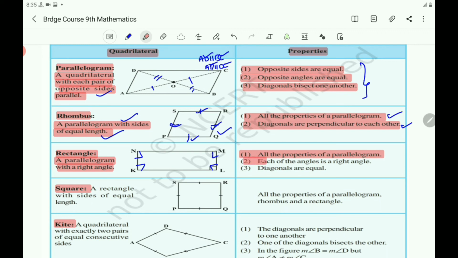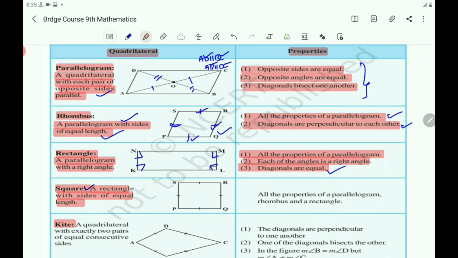Together with that, each of the angles is a right angle, 90 degrees. And the one more special property is diagonals are equal. In rectangle, all the four angles are right angles and diagonals are equal. Also, diagonals bisect each other. Next, let us take the square. So, what is square? It is a rectangle with sides of equal length. Square is also a rectangle.